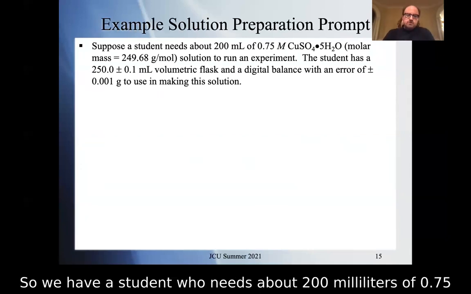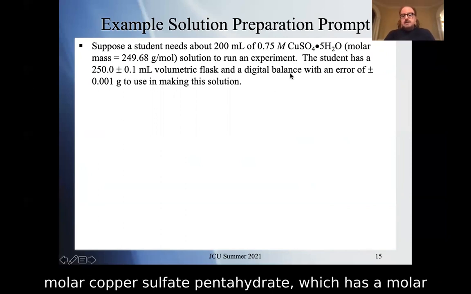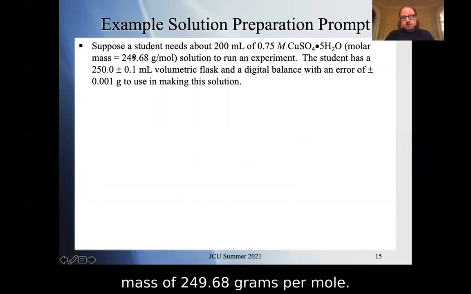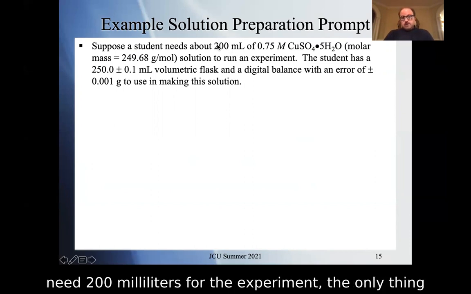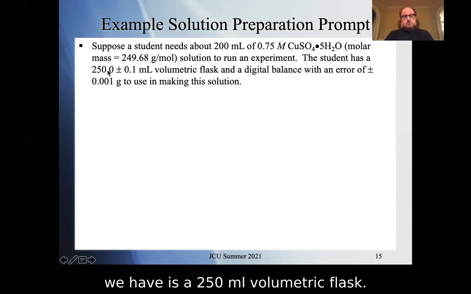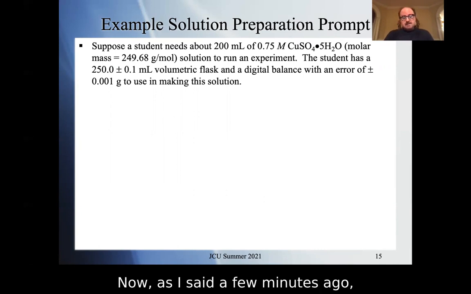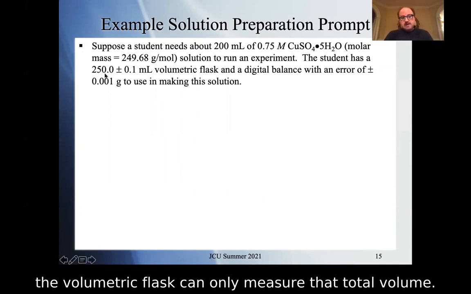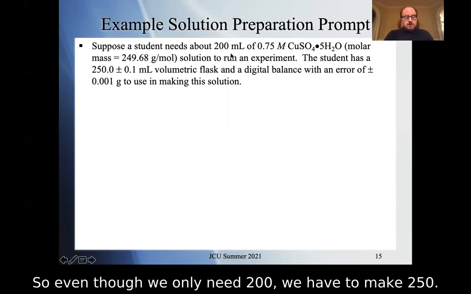So here we have a student who needs about 200 milliliters of 0.75 molar copper sulfate pentahydrate, which has a molar mass of 249.68 grams per mole. Now, in this case, even though we need 200 milliliters for the experiment, the only thing we have is a 250 mL volumetric flask. Now, as I said a few minutes ago, the volumetric flask can only measure that total volume. So even though we only need 200, we have to make 250.